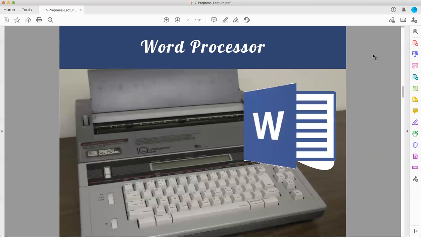Word processors. Here's a picture of two word processors. In the back, we have one by a company called Smith Corona. In the front, we have one from a company called Microsoft. Both of these do the same job. You might notice from the background picture on this one that a word processor is a form of a typewriter.